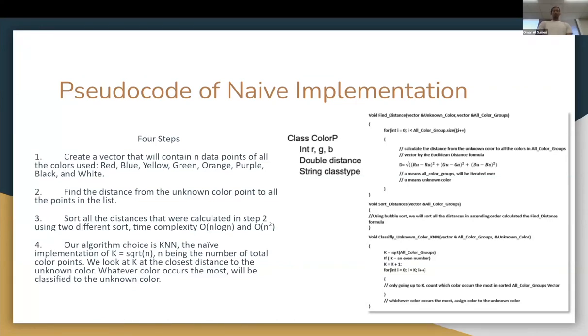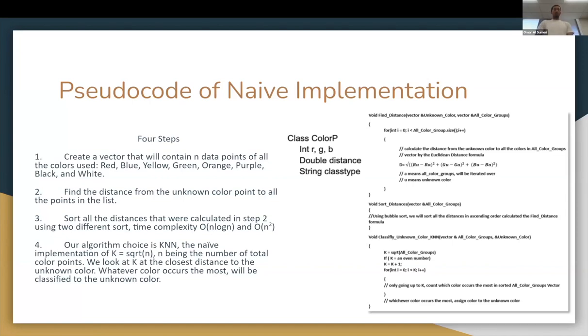Our first step is to create a data type color, which will have 3 integers, red, green, and blue, 1 double, which will be the distance calculated from the color point to the unknown color, and a string, which will be the color classification of the specific color. Our next step is to create a list that will contain all the colors in our color set. The colors that we'll be classifying are red, blue, yellow, green, orange, purple, black, and white. With the assistance of an online RGB color code chart, we ensured that each color is an accurate representation of the color it will be classifying.